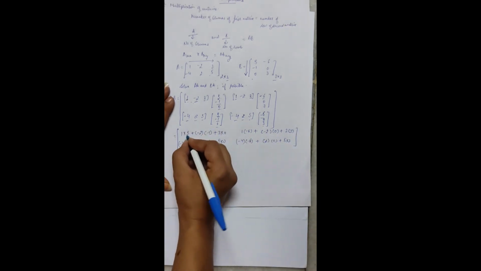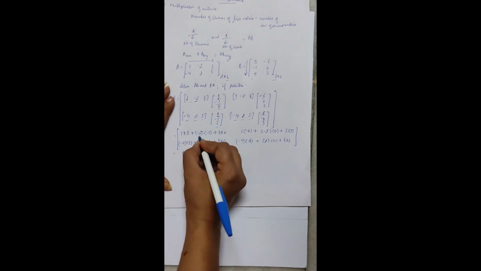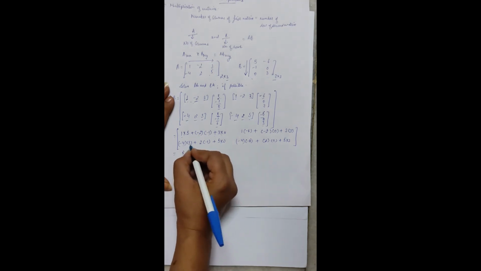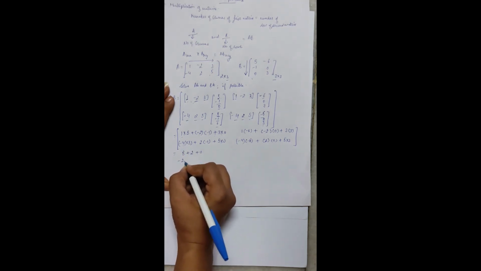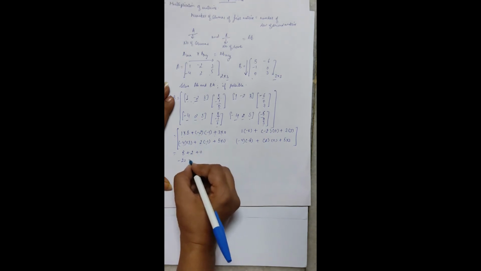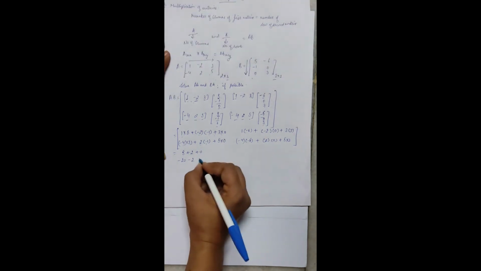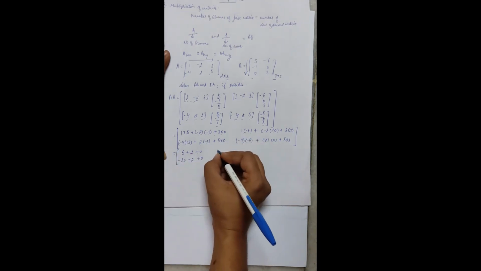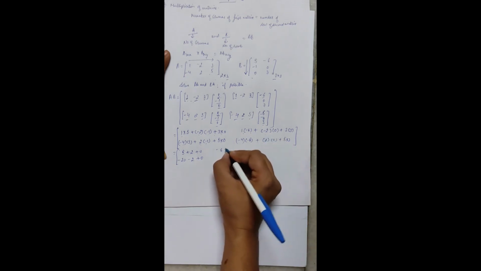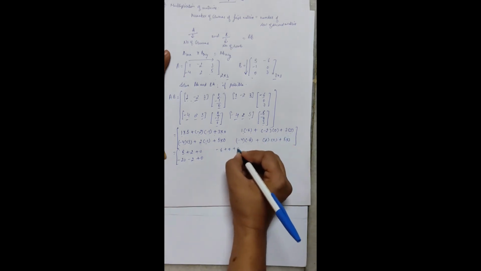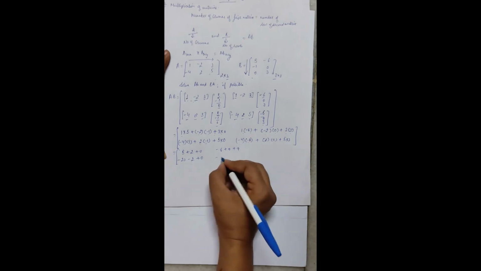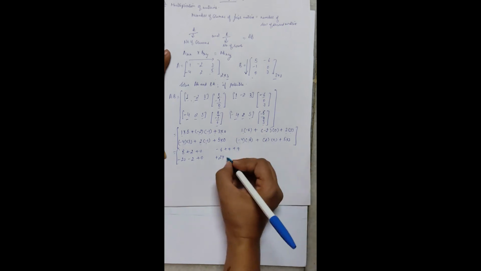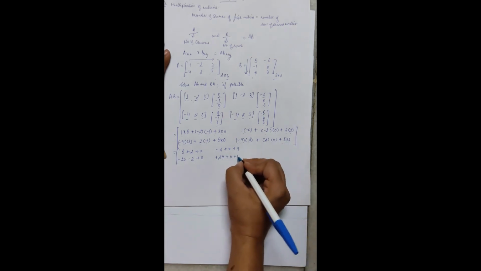What will I get? 5 into 1 is 5. Minus 2 into minus 1, I will get plus 2, and plus 0. Minus 4 into 5, I will get minus 20. 2 into minus 1 is minus 2. 5 into 0 is 0. In the same way, 1 into minus 6 is minus 6. Minus 2 into 0 is 0. 3 into 3 is 9. Minus 4 into minus 6 is plus 24, minus minus becomes plus. 2 into 0 is 0, and 5 into 3 is 15.